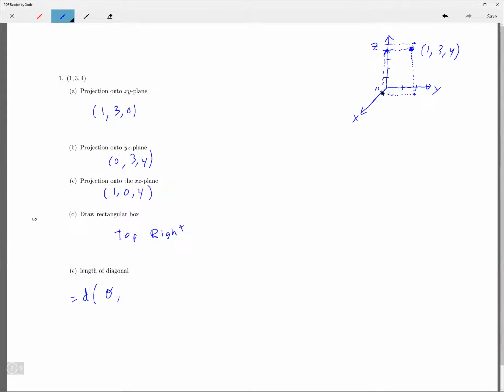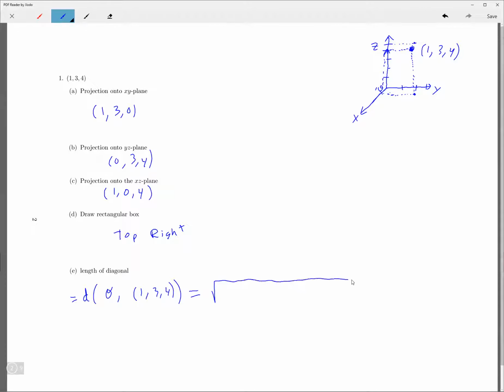So this is the origin, not 000, right? And the point 134, that's going to be what the diagonal would be. Now each face is going to have its own diagonal, but you want the diagonal of the rectangular object, right? So that's going to be the distance from the origin to there.